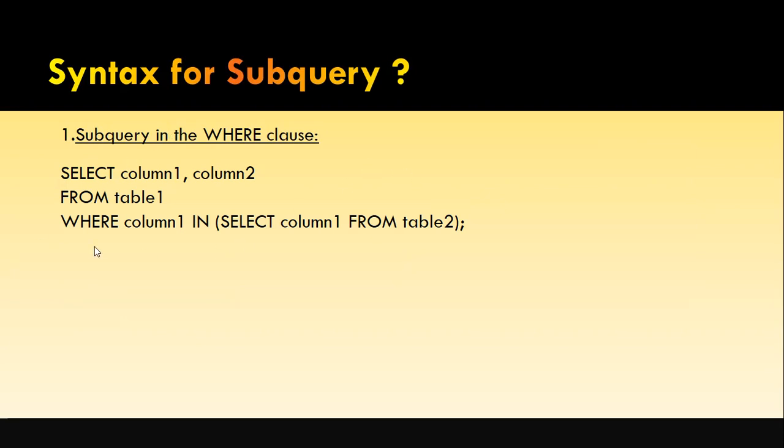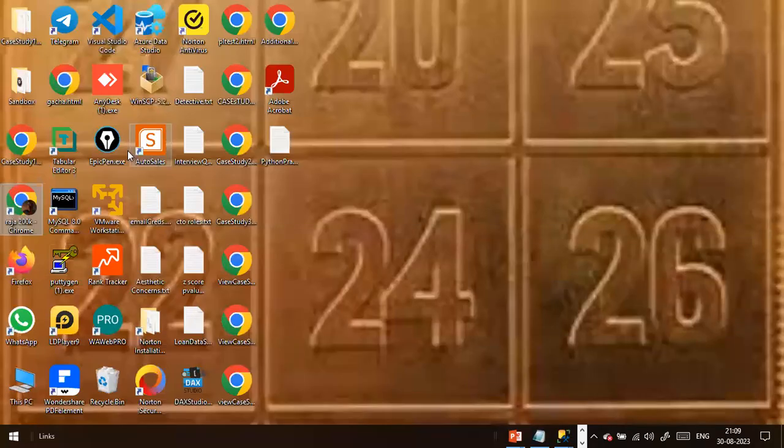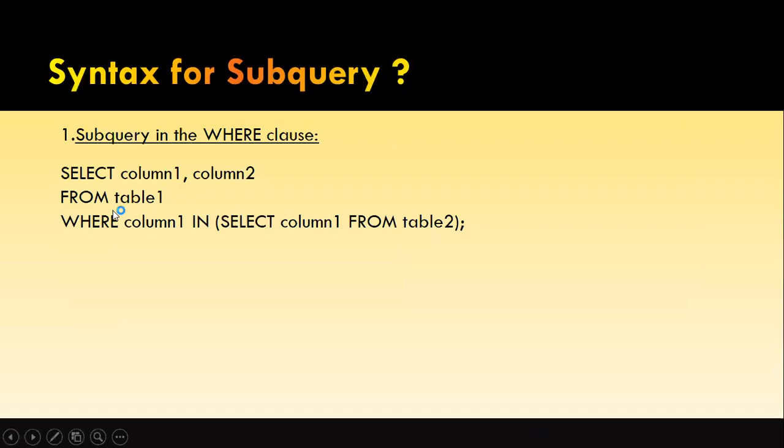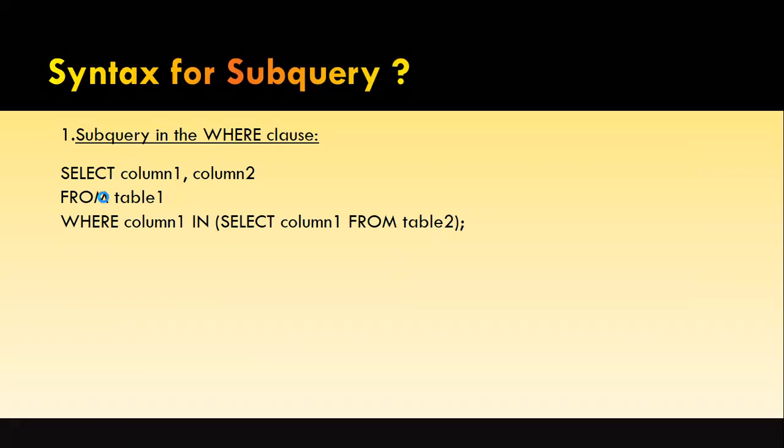So in scenario one, you can use it in: select column from table 2. So this is your outer query. This one is called your outer query. Anything after IN, this is your subquery, the inner query. This is the outer query. Remember this.